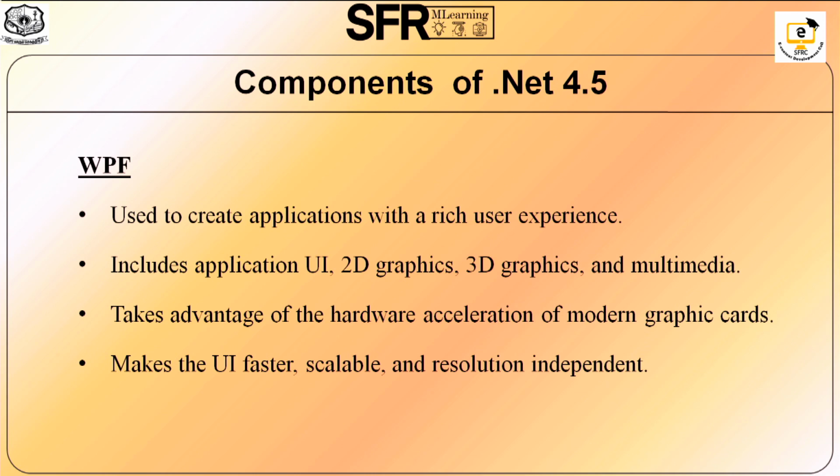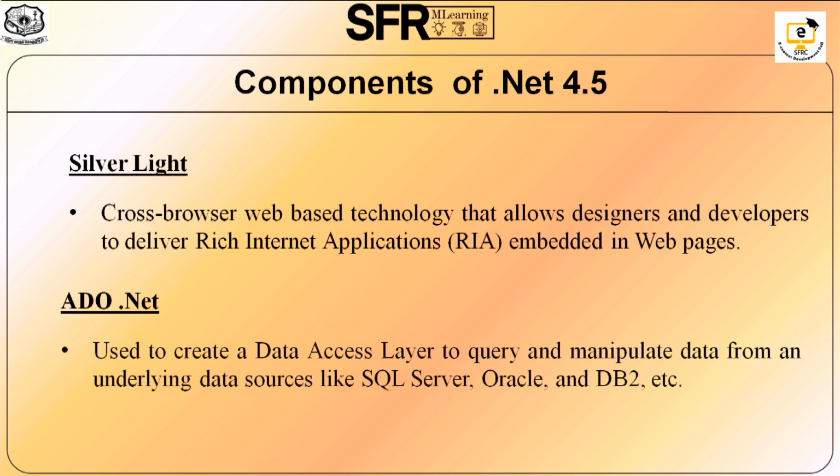This includes UI, 2D graphics, 3D graphics and multimedia, which means we can add a text file, audio or video file. By using this, taking advantage of the hardware acceleration of modern graphic cards, we can make the UI faster, scalable and resolution independent. The next one is Silverlight, which is a cross-browser web-based technology. This allows designers and developers to deliver rich internet applications, that is RIA, embedded in web pages.